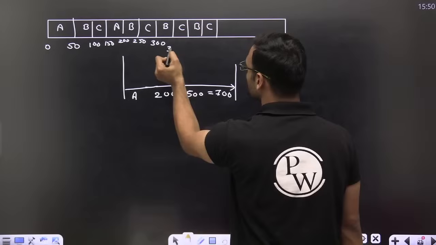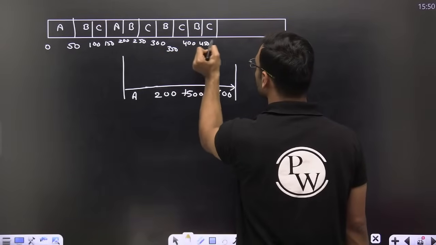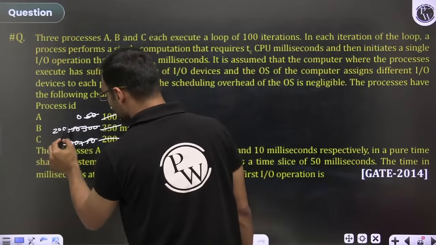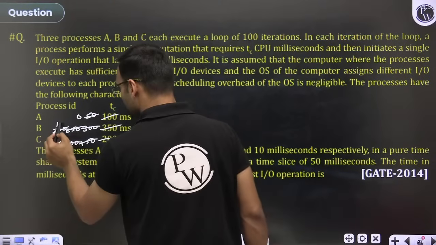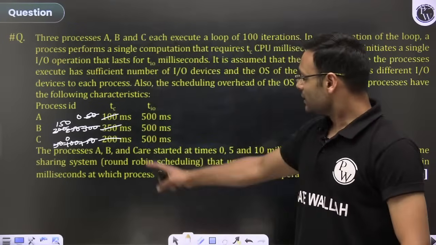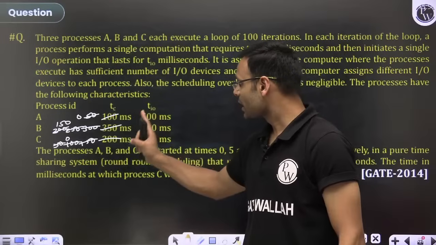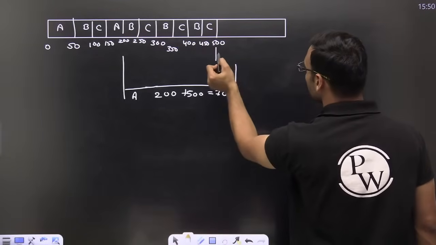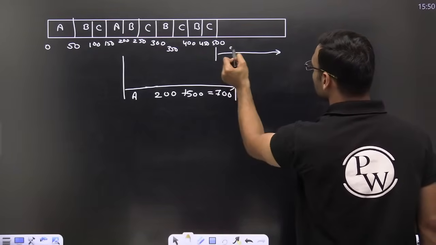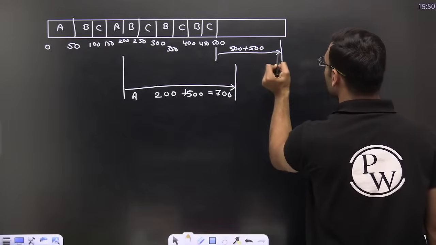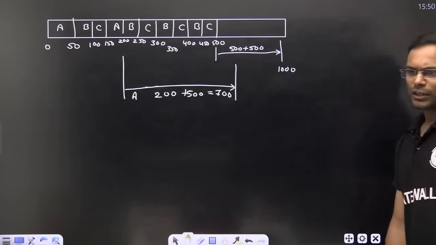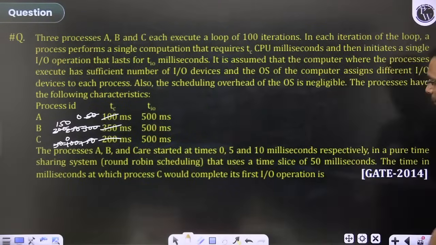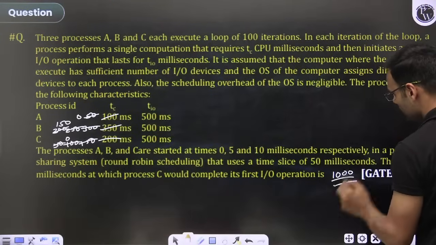Two times if I'm running, 350, 400, 450 and 500. Two times more. This 200, 50, 150 and 0. So when C is done with its TC, it can go for IO for 500. So C is completing its TC at 500, will go for IO at 500 plus 500. Its IO will be completed at 1000. That is my answer. The time in milliseconds at which process C would complete its first IO operation is 1000. That is the answer.